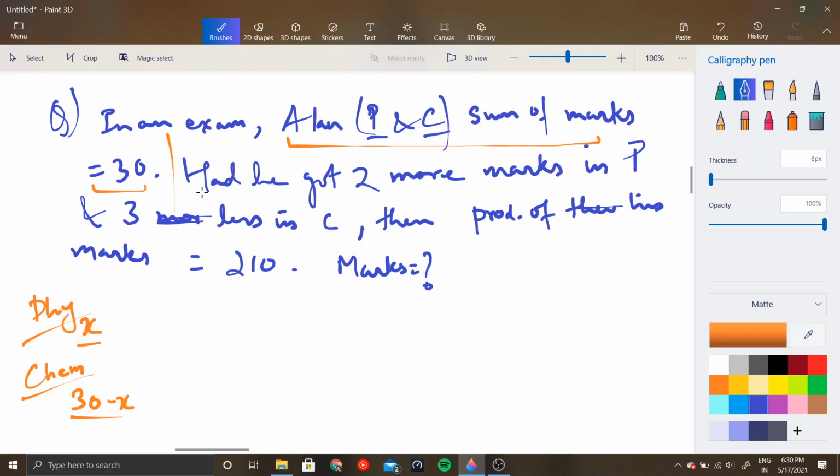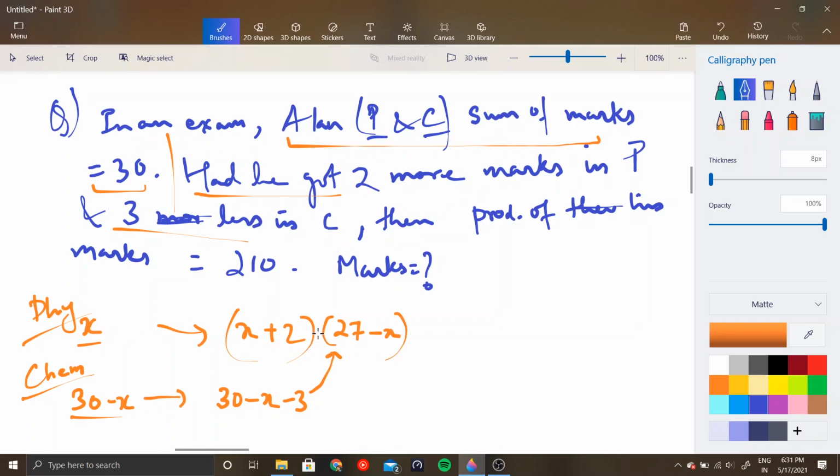Now it is said that had he got 2 more marks in physics, so this is x plus 2, and 3 less marks in chemistry, so that is basically 30 minus x minus 3, which is equal to 27 minus x. Now their product would be equal to 210. That is what the question has said. So you need to find x. If you find x, you can very well find the marks in chemistry as well.